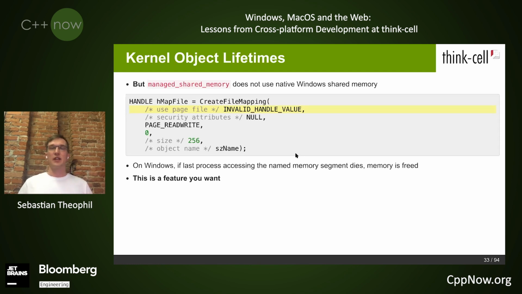And that guarantees that, again like in the temp file example, if the last process that has accessed this named memory segment, this anonymous file mapping, dies, then that memory is freed for you. The page file releases the data. So if you start this again, it means you get a clean memory segment. That's good. You don't have to clean up after yourself. Good operating system guarantee. That's a feature you want, I think.